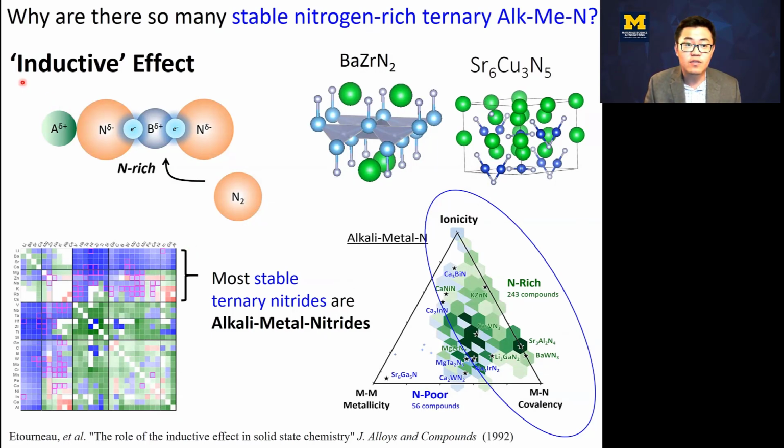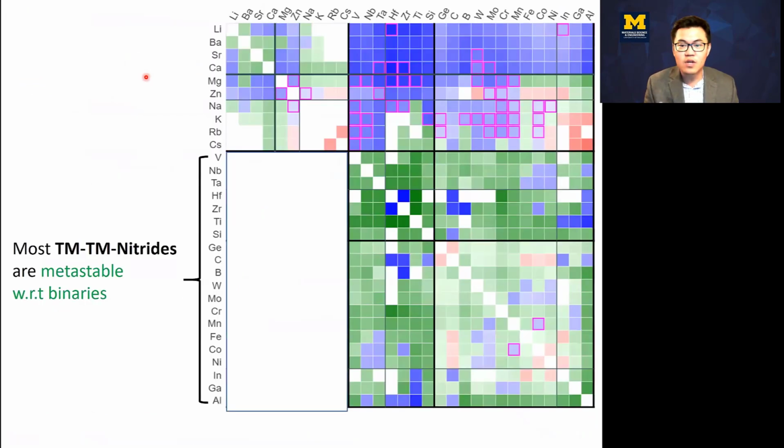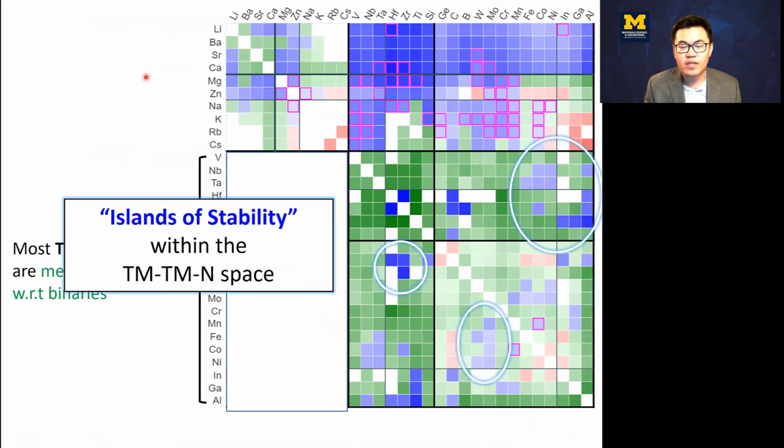This is something that's known in the community as the inductive effect. Using the exact same DFT tools, we could also rationalize why there are certain islands of stability in the metal nitrides.